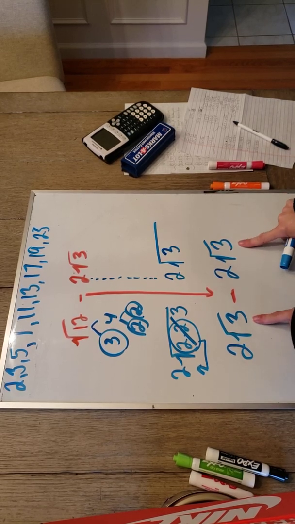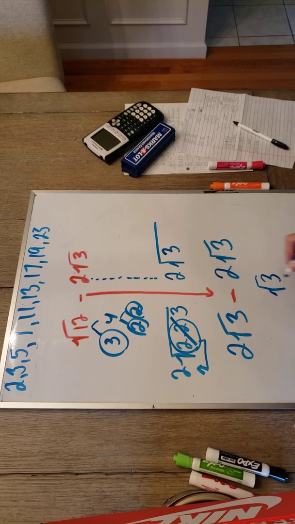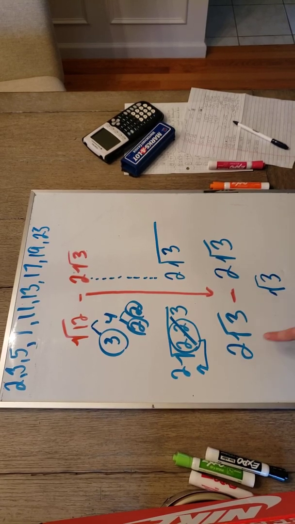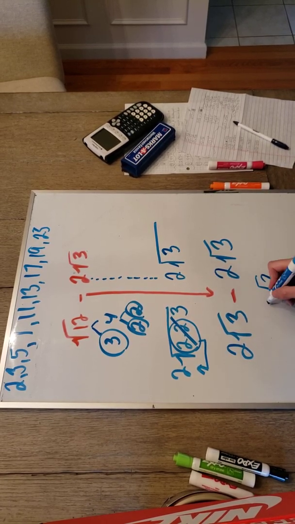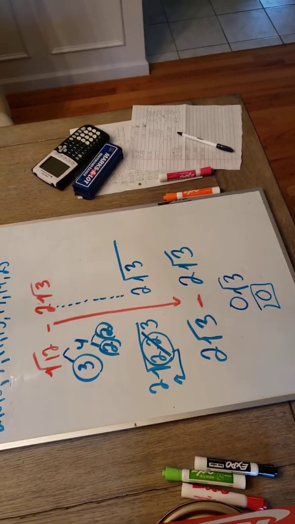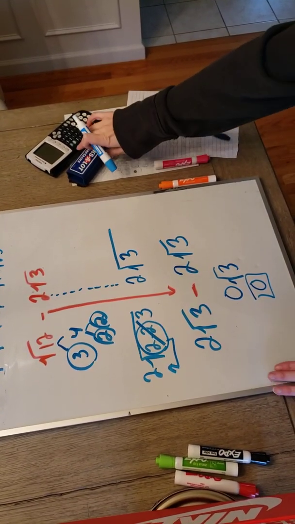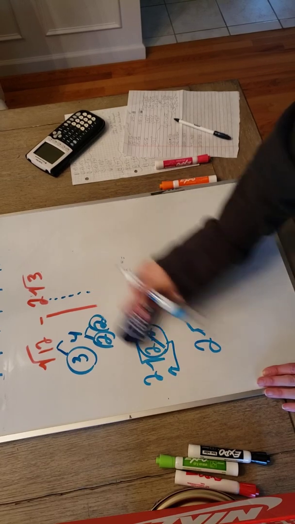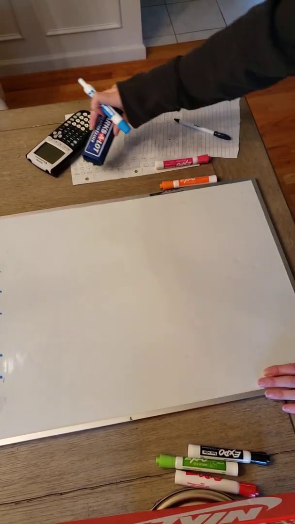Are the numbers under your radical the same? Yes, they are. And what is 2 minus 2? 0. And what is anything times 0? 0. So 0 is your answer. Can you even see that answer? Nope. There you go. All right, next problem.